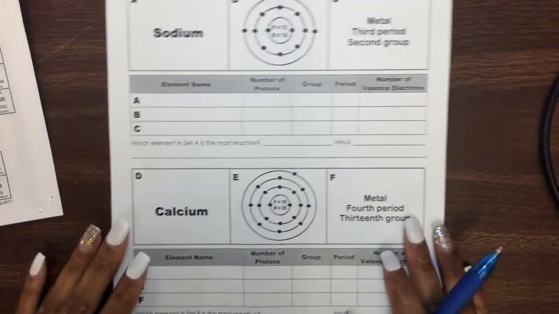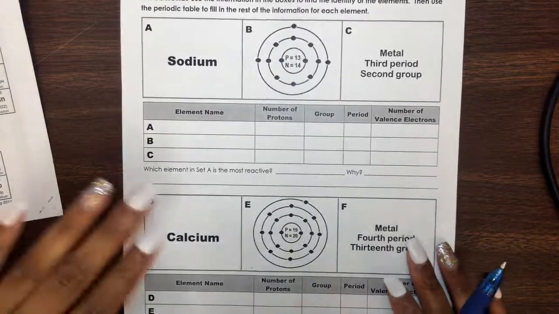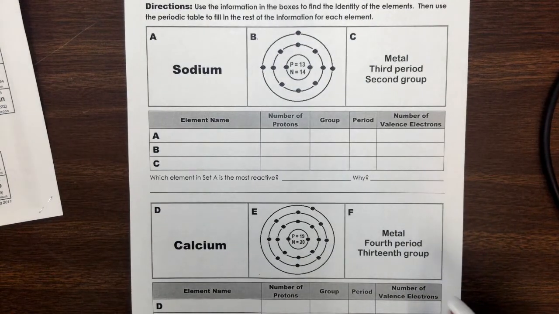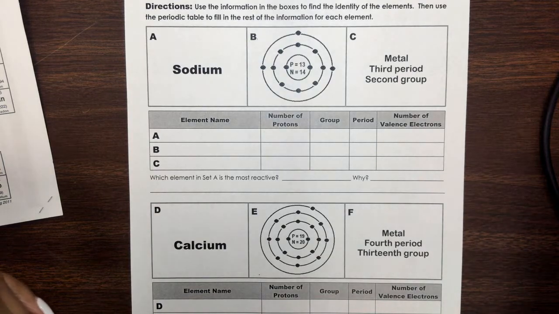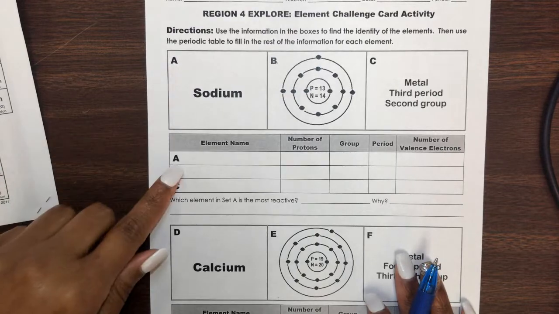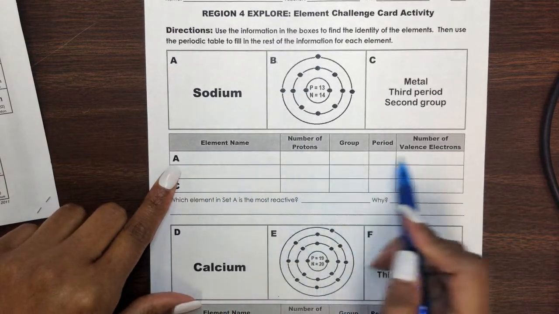So this is the activity that we did on Friday, and we had to use our periodic table. We're just finding the basic information for protons, neutrons, electrons, protons, group, period, and valence electrons. So for A, which is sodium, we're going to be writing that information here.